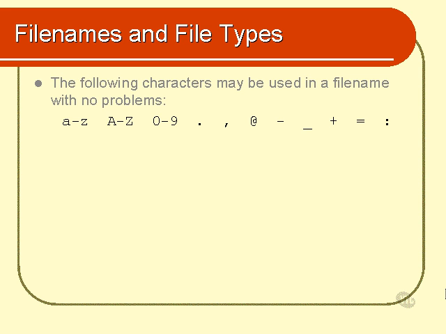Any alphanumeric character, the full stop or period or dot, a comma, the @ sign, minus sign, which is also known as a dash, underscore, plus sign, equal sign, or a colon. Those are all perfectly legal characters to use in file names that will not give you any trouble whatsoever.